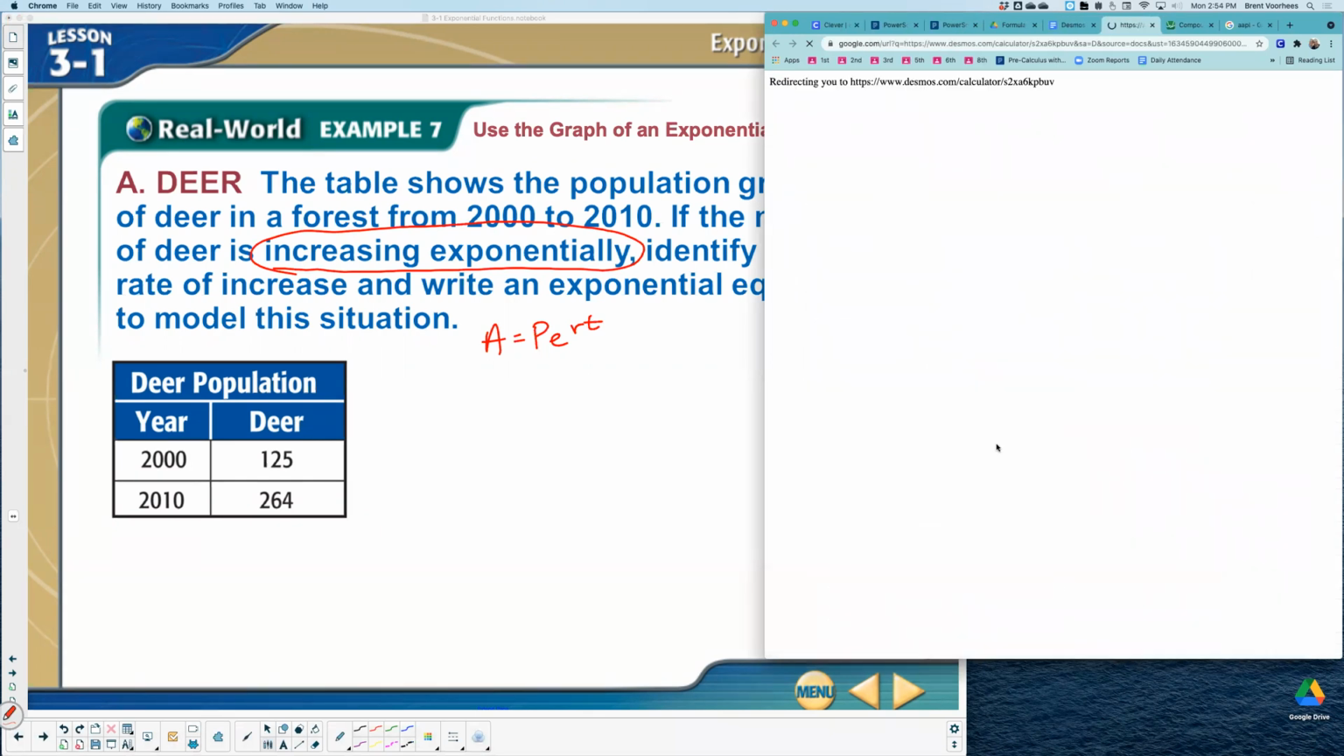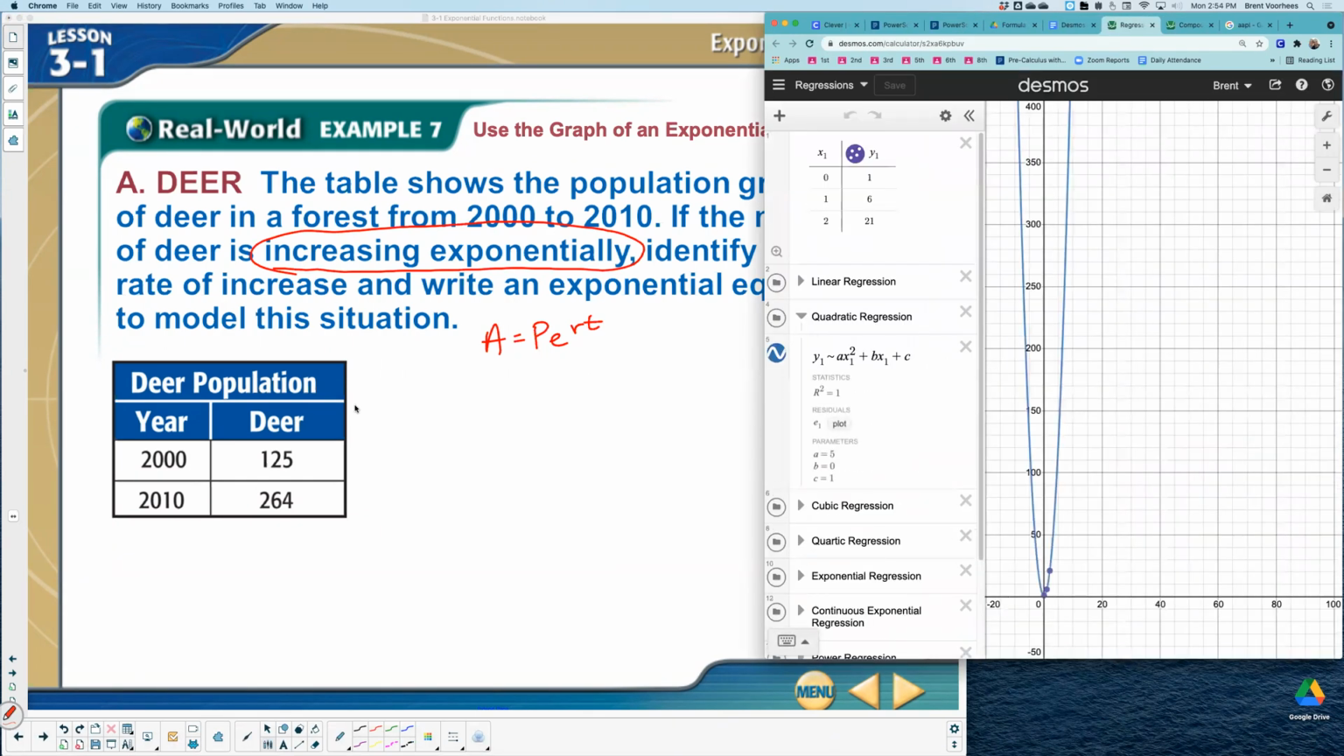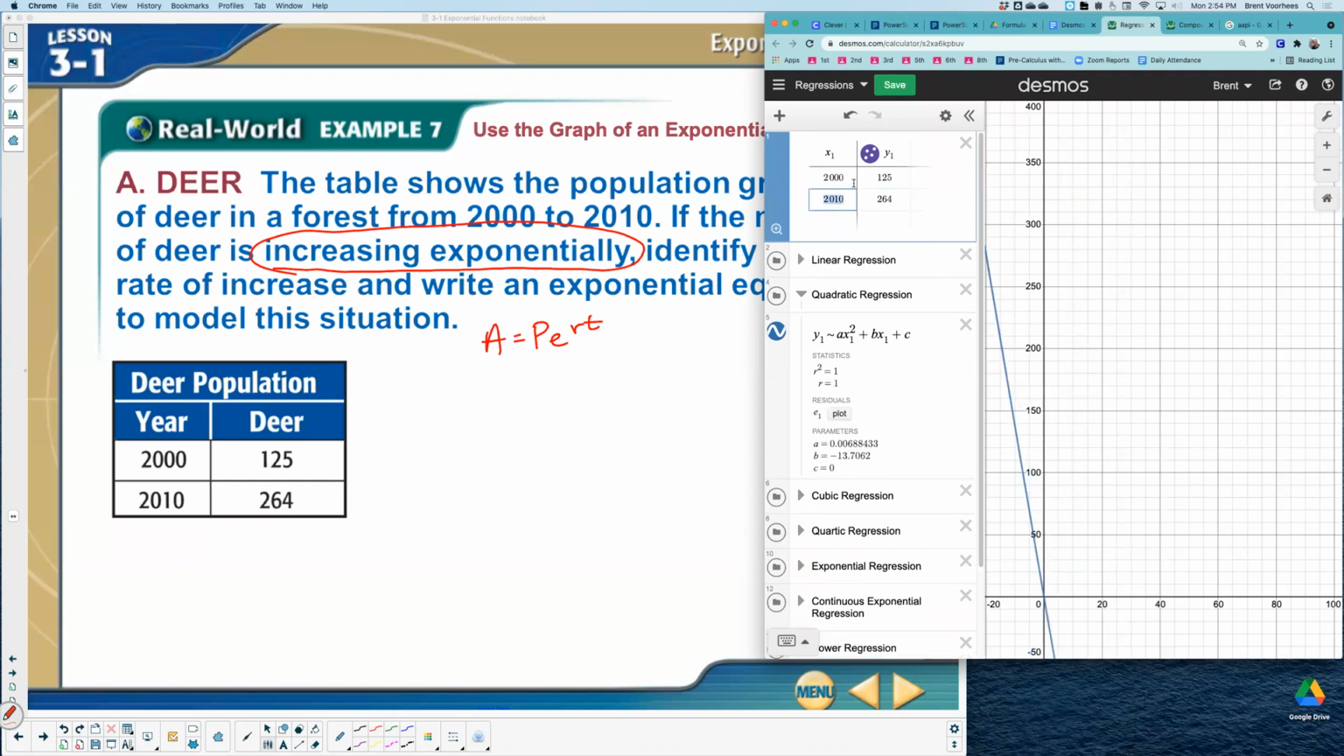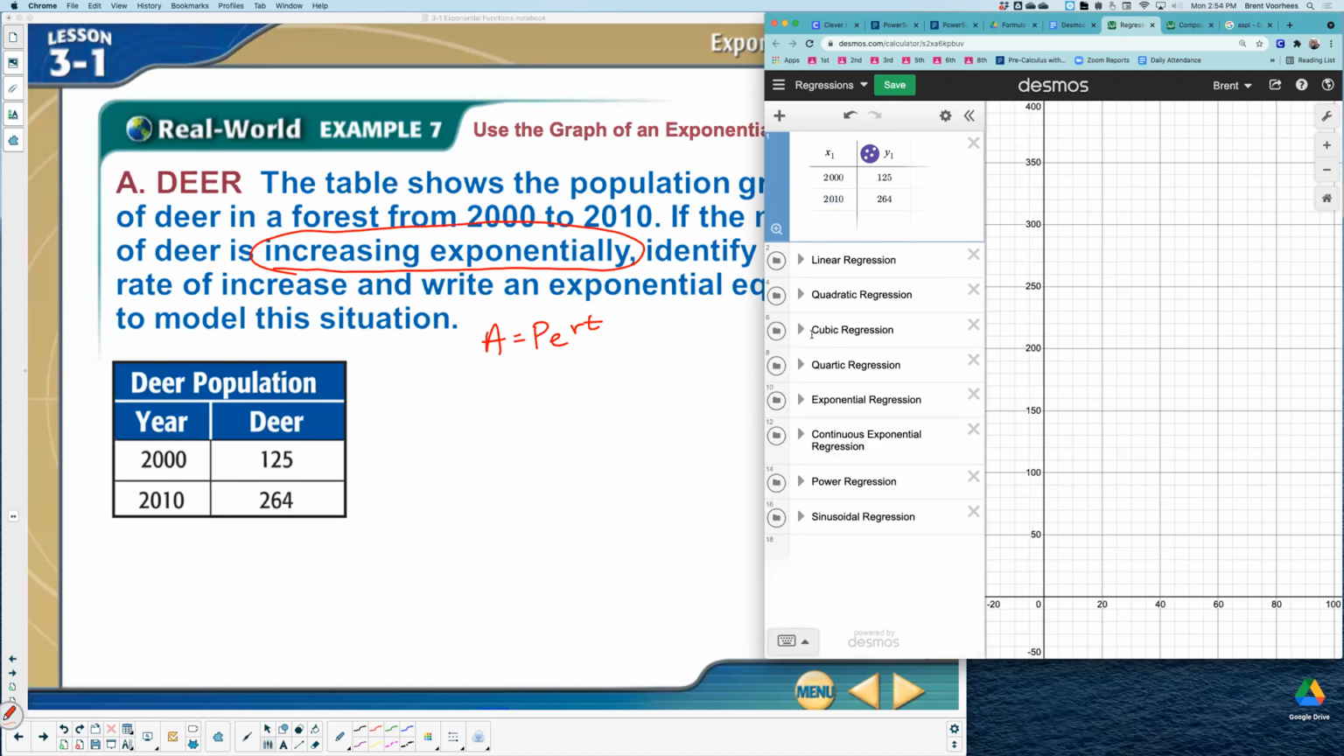So I'm going to click this here. And when this opens, I'm just going to type in my data. So I have 2000 and I have 2010. The number of deer are 125 and 264. I need to just delete this row out of there. What I'm going to do is I don't want quadratic here. I want to look at exponential.